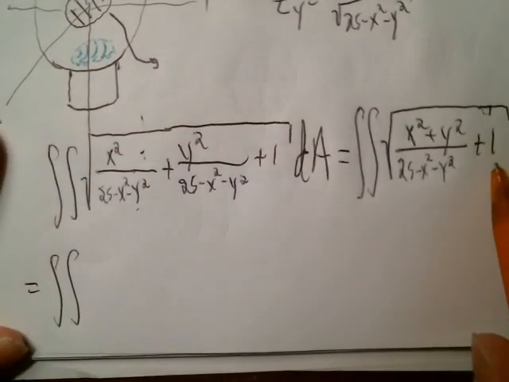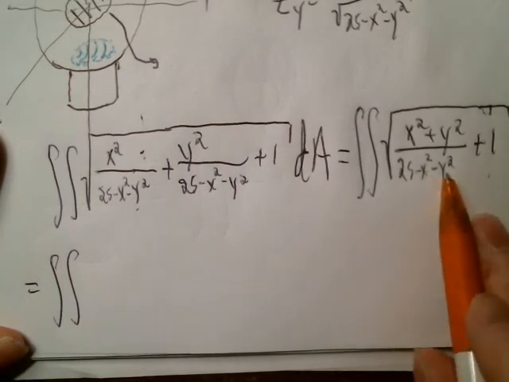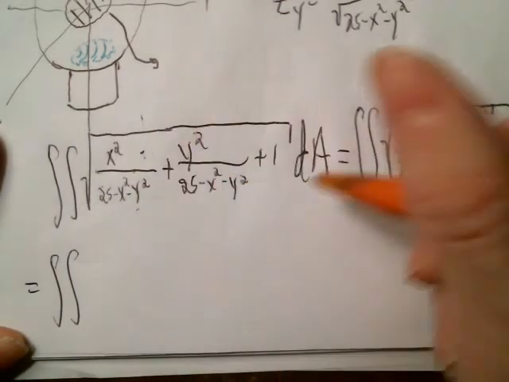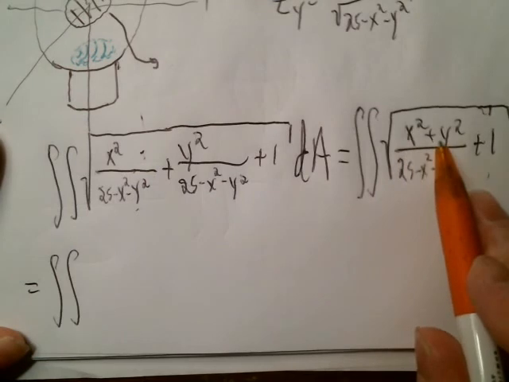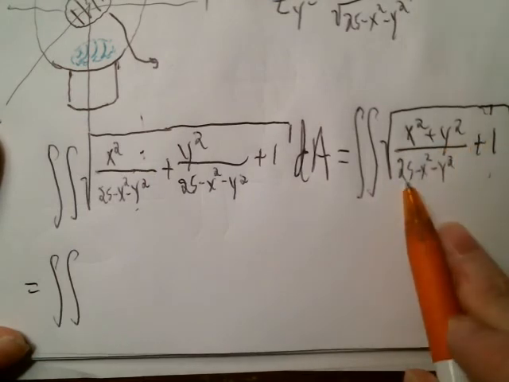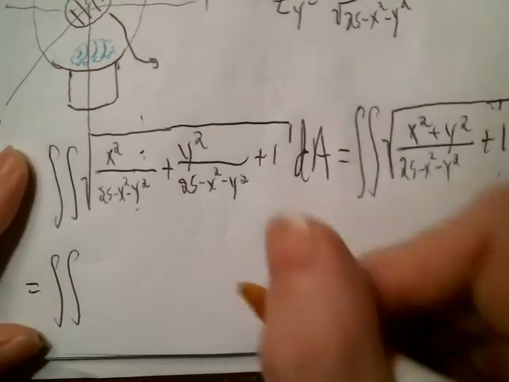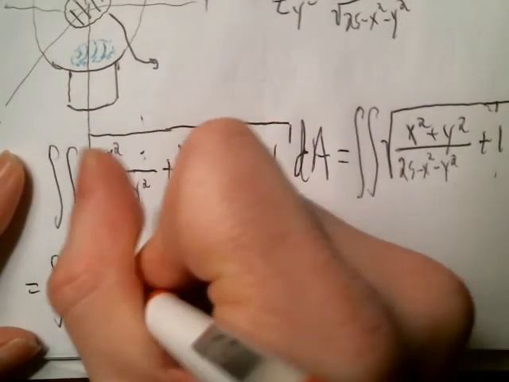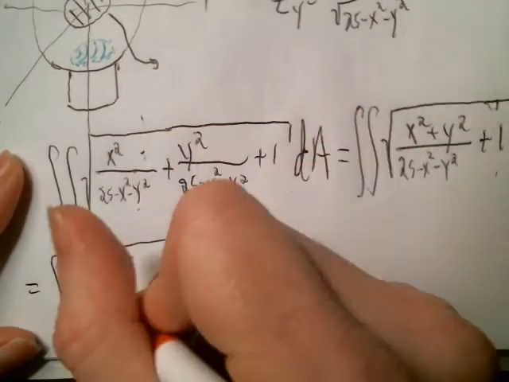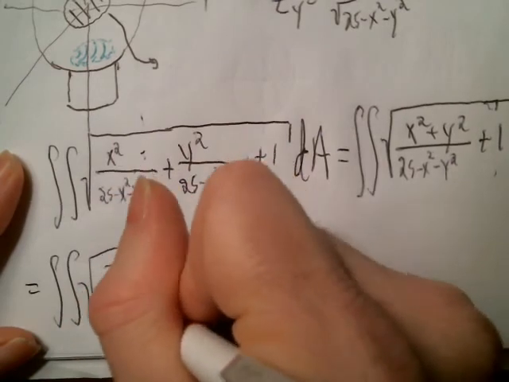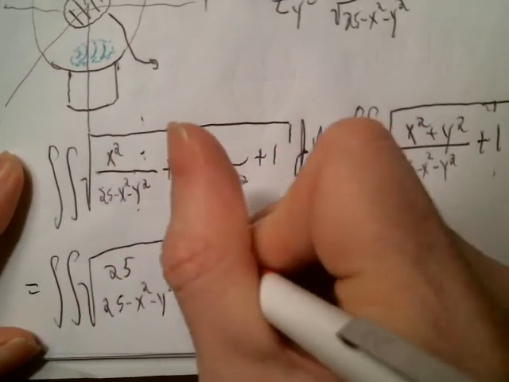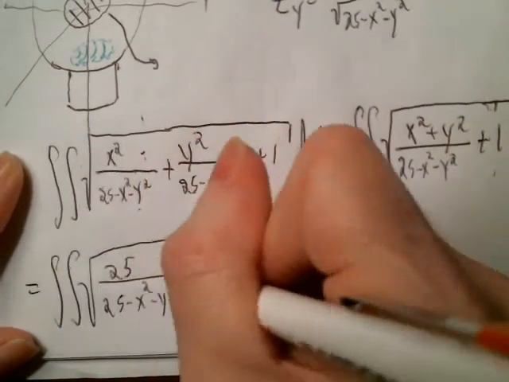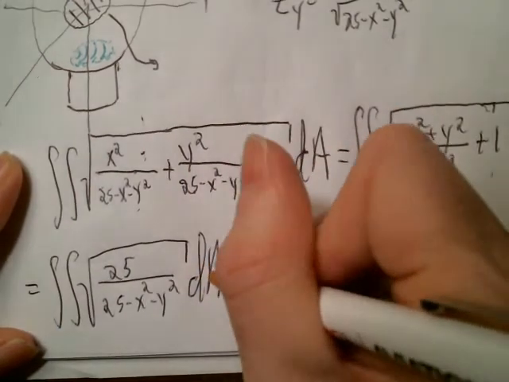Okay, so top and bottom here will be 25 minus x squared minus y squared. So you'll have x squared plus y squared plus 25 minus x squared minus y squared. And you'll just be left with a 25 in the numerator. And then the denominator, you have the 25 minus x squared minus y squared. Okay. And then you have your dA.